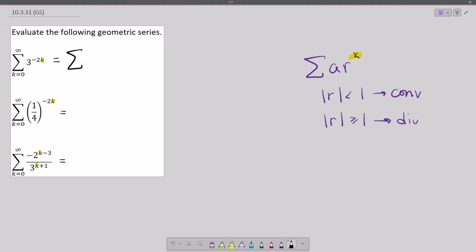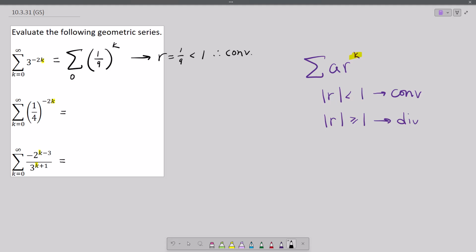So here the key is that we're going to write this as 3 to the negative 2, to the k. 3 to the negative 2 is 1/9. Does that one converge or diverge? So the r value here is 1/9. That's less than 1, so therefore we have convergence. Make sure you write down the r value. As soon as you write r equals, then I know you know it's a geometric series. And then you compare it to 1: less than 1 converge, greater than or equal to 1 diverge.